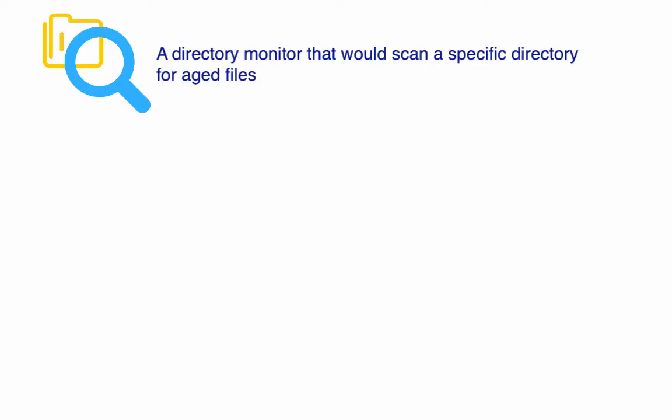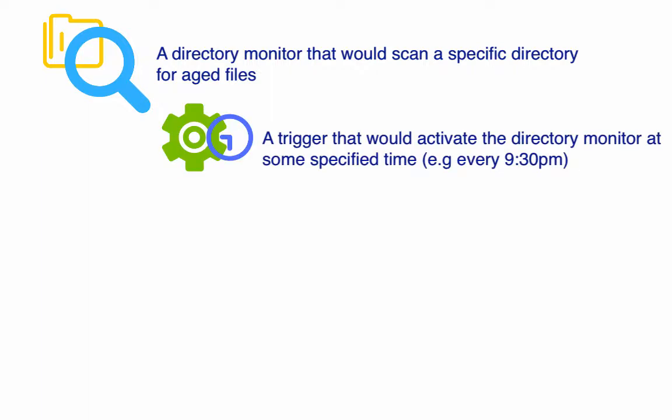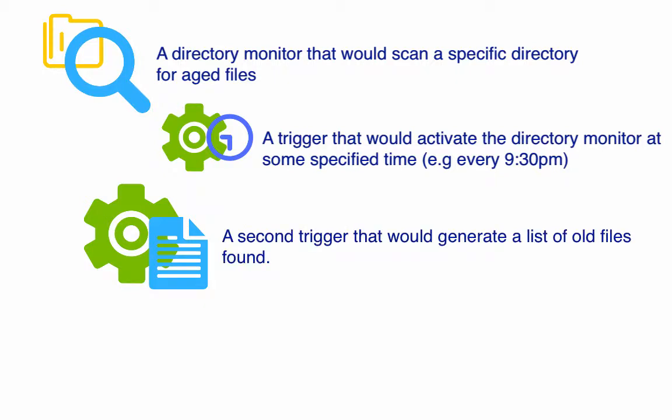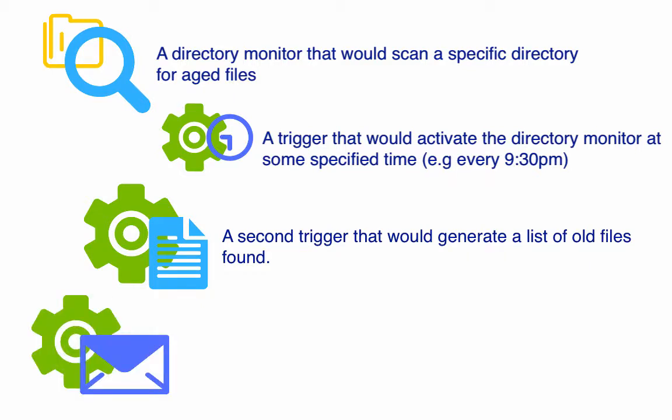First, we'll create a directory monitor that would scan a directory and its underlying subdirectories for aged files. Second, we'll create a trigger that would activate the directory monitor at some specified time. Third, we'll create a second trigger that would generate a list of old files that are found. And fourth, we'll create one more trigger that would email that list to you.